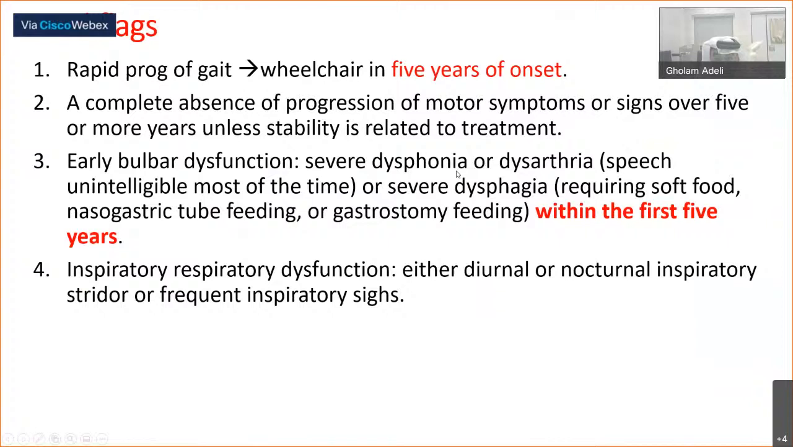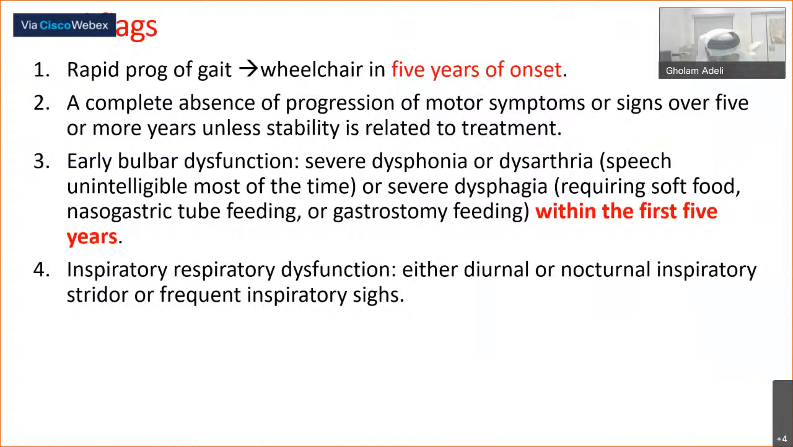The red flags, we have to emphasize them back and forth. A rapid progression of gait: if in 5 years your patient is in a wheelchair, then you have to rethink your diagnosis. Or if the patient is on treatment and doing well, you keep that in mind, but if there is absence of progression of symptoms over the years. Early bulbar dysfunction, choking, nasal speech, maybe you are dealing with something else. With dysphonia, you have to consider whether it's a Parkinson plus or not.